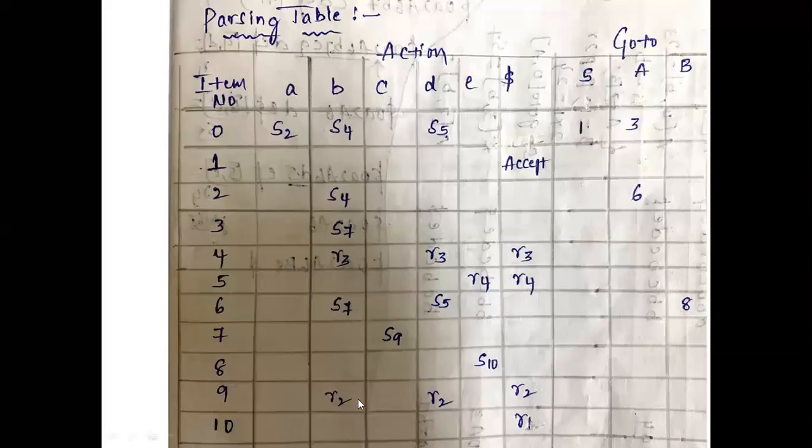So in the table at I5, the follow of B is E comma dollar. We fill these two entries, E and dollar, with R4, as they are the output of the follow of B. Is it clear now? Overall, the 4 rules from the given grammar are completed. So I'm stopping the representation here.